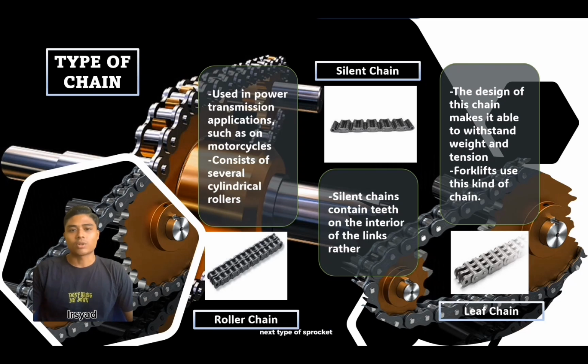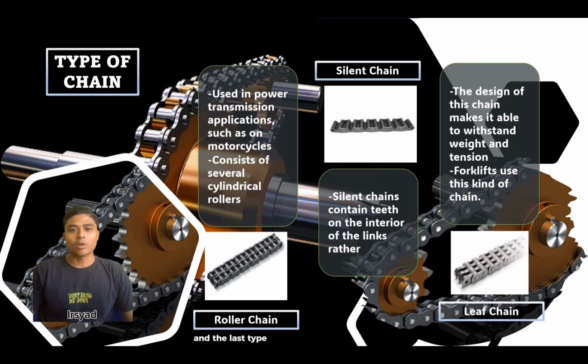Next type of chain is silent chain. Silent chains contain teeth on the inside of the link instead of the outside. The teeth on the chain will grip the sprocket teeth and will reduce chain noise. They are used in settings where noise reduction is important.